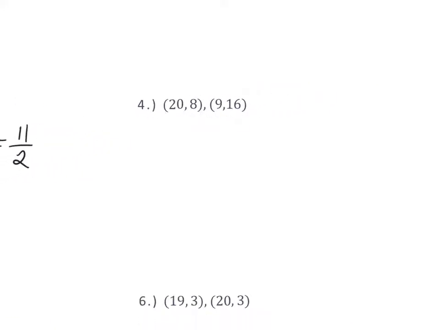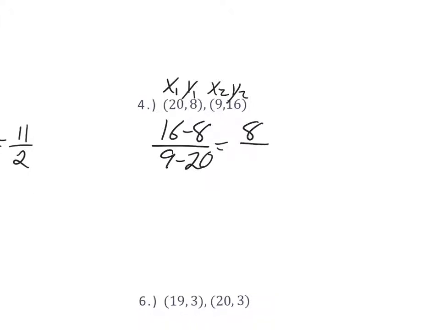Looking at my next one, again, I'm still just filling this out. So x1, y1, x2, y2. So I have 16 minus 8 over 9 minus 20. 16 minus 8 is 8 over negative 11. Go ahead and take a minute, pause the video. I want you to try the next two on your own, and then we'll come back together and check it.